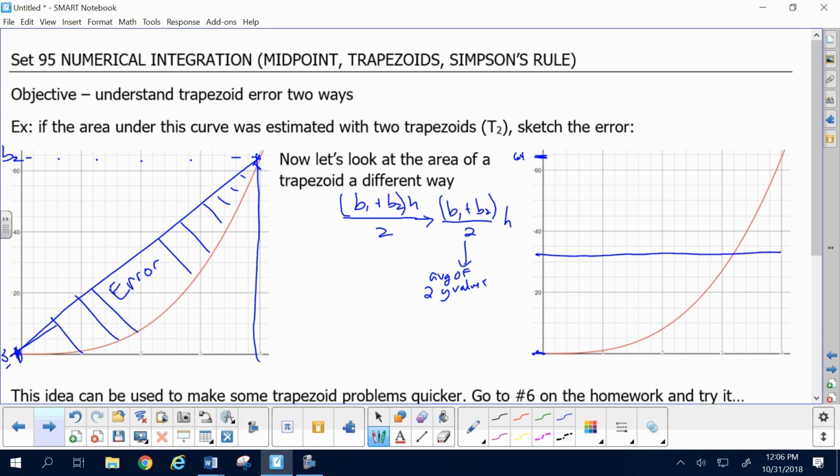Now what I'm suggesting is that you pretend this is an average base times the height, where the average base here is the starting f value, f at 0 plus f at 4, divided by 2. You with me? No, you're not with me. Okay. Let's go back and try this again. Sorry.